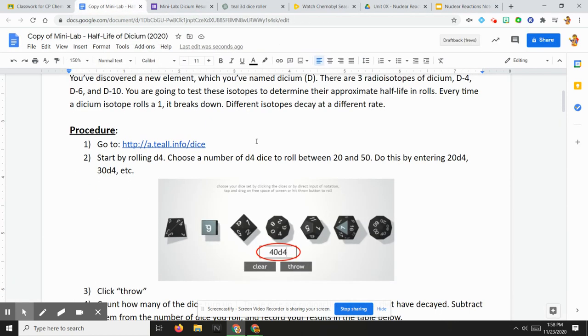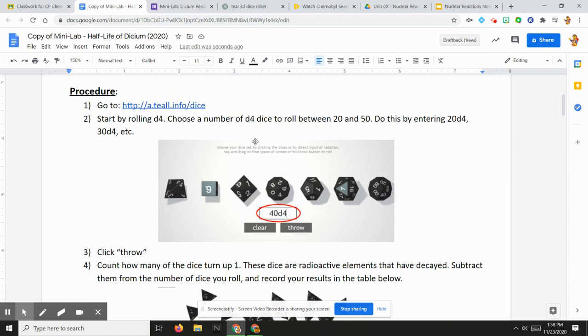So there is this new element called dicium, and there's 4 different isotopes of dicium. There's dicium 4, which is a 4-sided dice. There's dicium 6, which is a 6-sided dice, and then there's dicium 10, which is a 10-sided dice. And every time the dice rolls, if it turns up a 1, that radioactive isotope broke down.